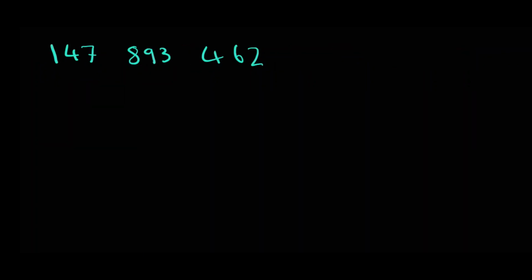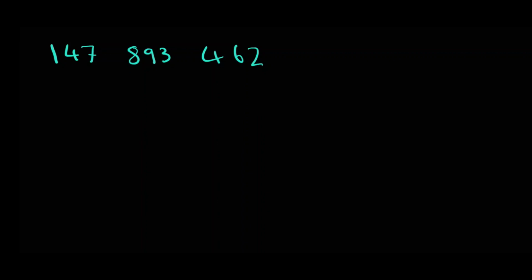Now what if the number didn't just end in a bunch of zeros? For example, 147,893,462. It wouldn't really make sense to write it as 1.47893,462 times 10 to the power of 8, because that takes more work than just writing the original number. So this is where significant figures come in.